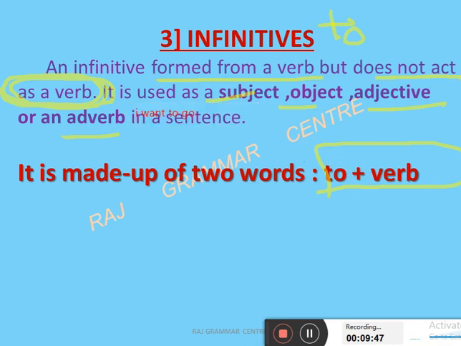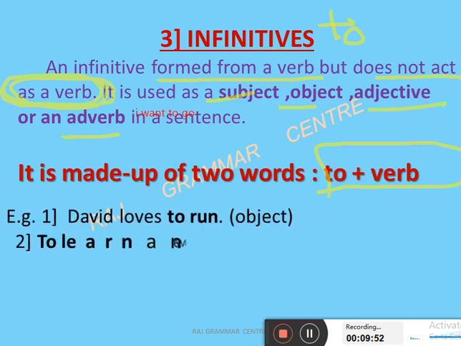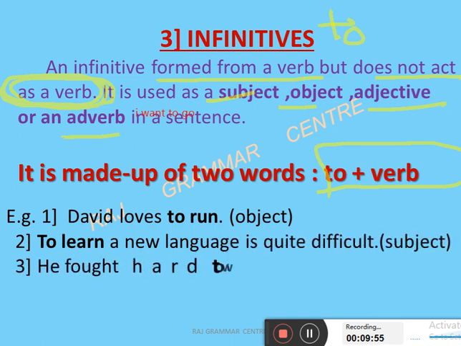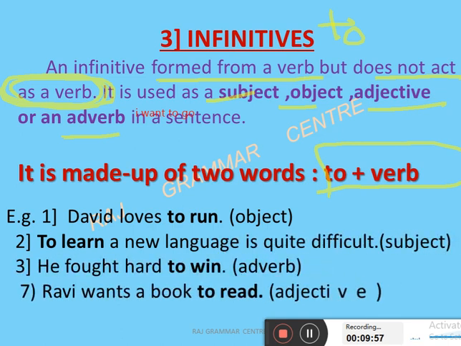Now see the examples. David loves to run. It depends upon which place it is coming at. But in most of the papers you only have to identify the infinitive. They will never ask whether it is subject place or whatever. Only try to understand how you will identify an infinitive. If "to" is there, it is an infinitive. David loves to run. See here, the first finite verb is "loves" and the secondary verb is "to run." It is used at the place of object.